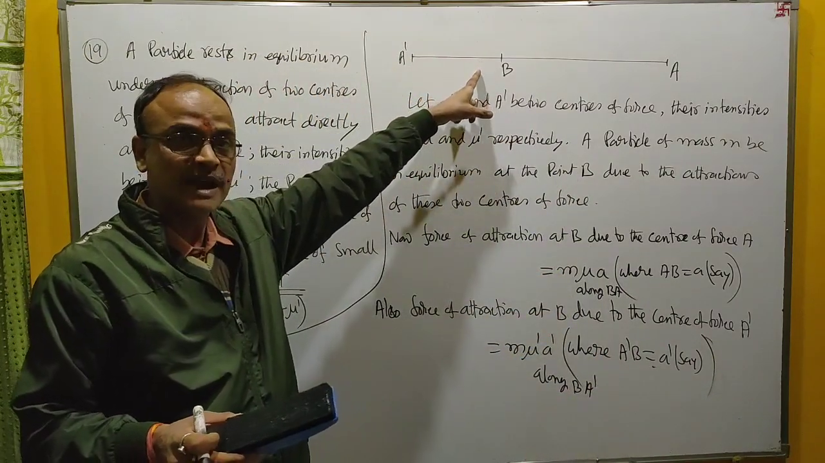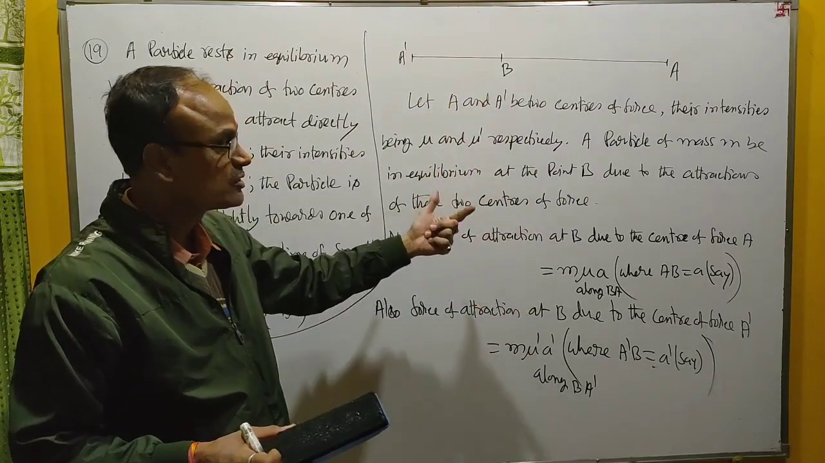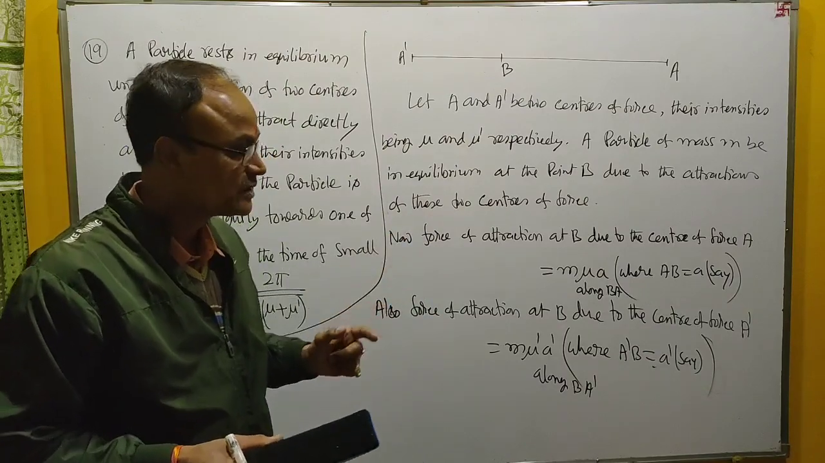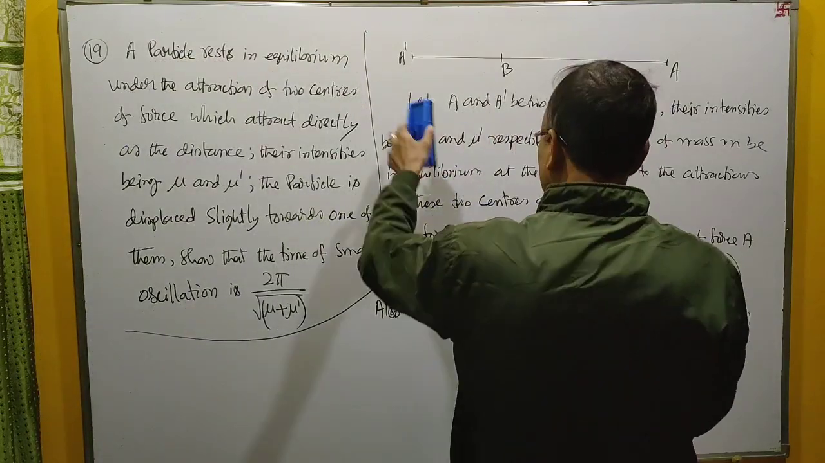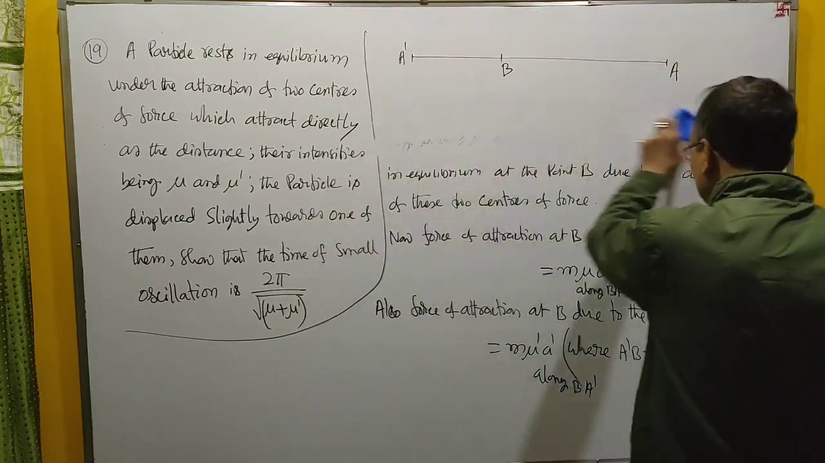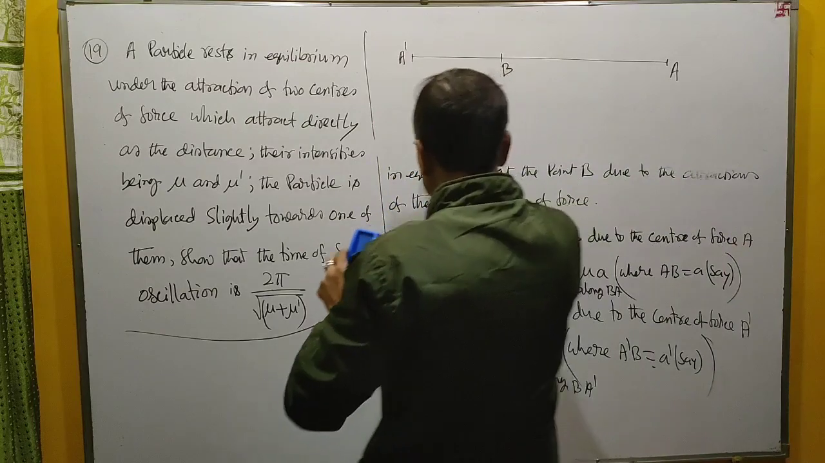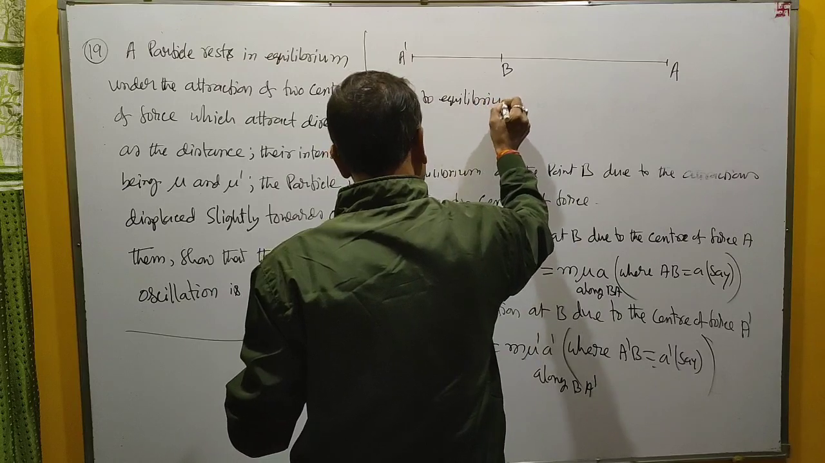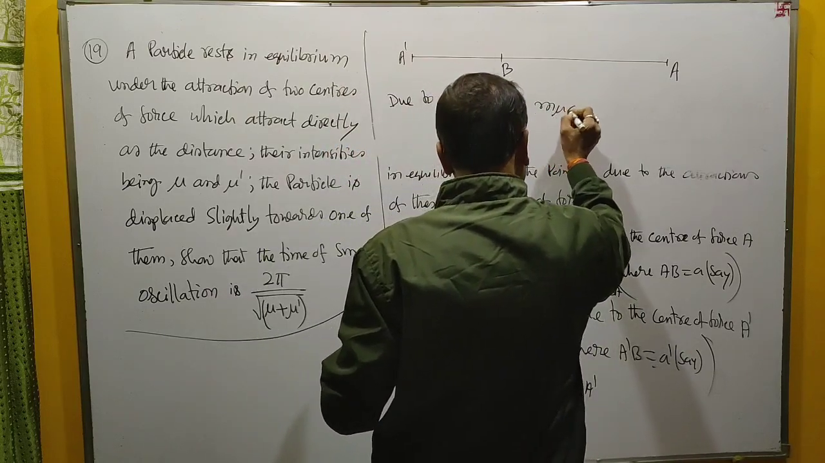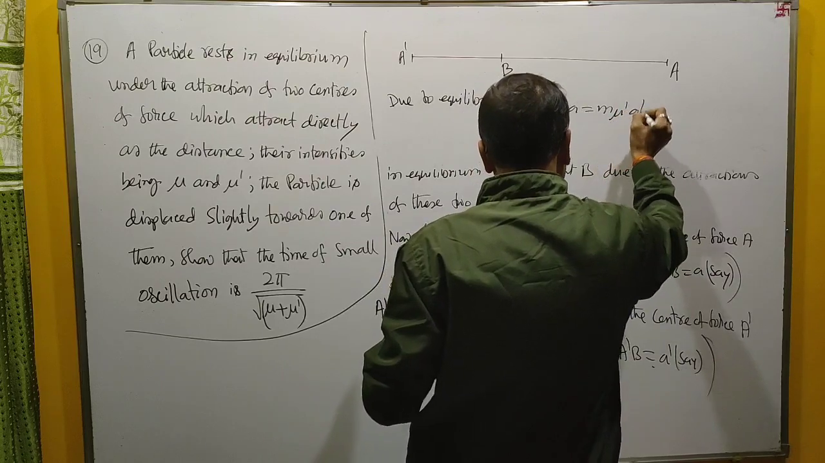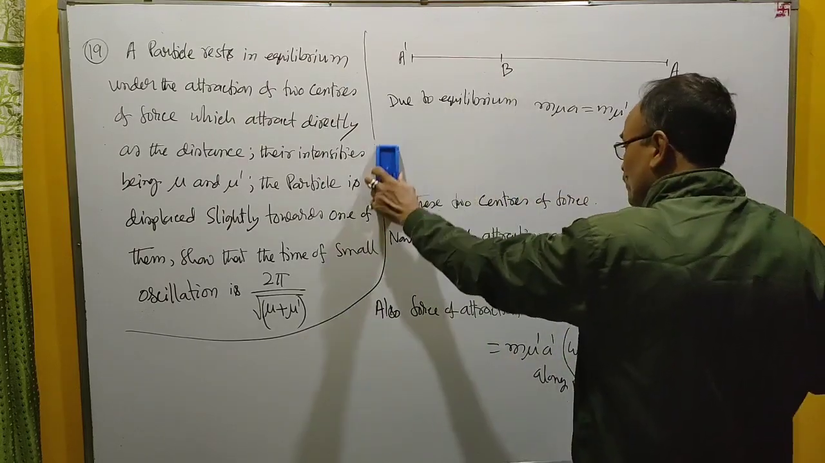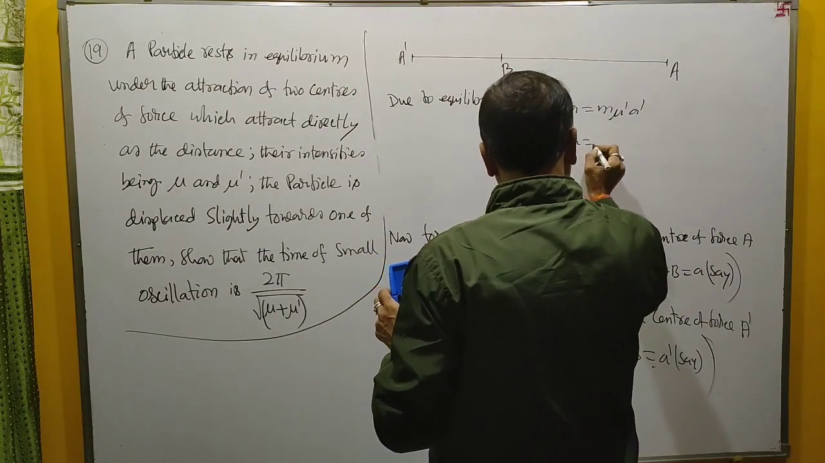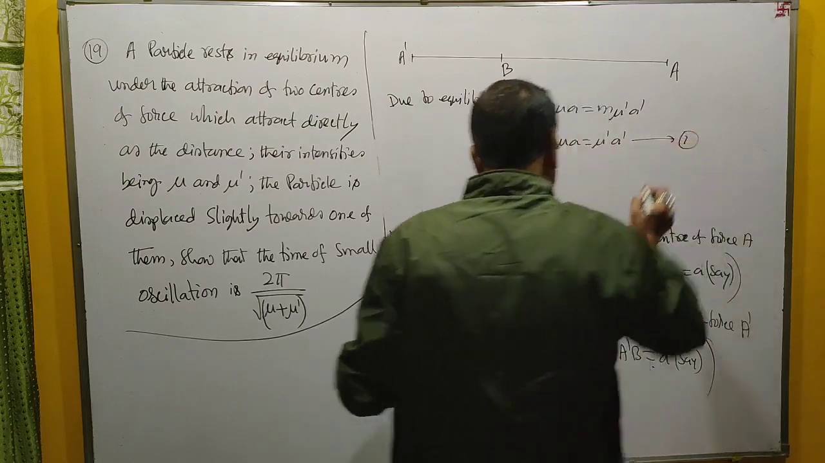But the particle is in equilibrium at the point B due to these two centers of force. Therefore, due to equilibrium, M mu A equal to M mu dash A dash. This means mu A equal to mu dash A dash. Suppose this is number 1.